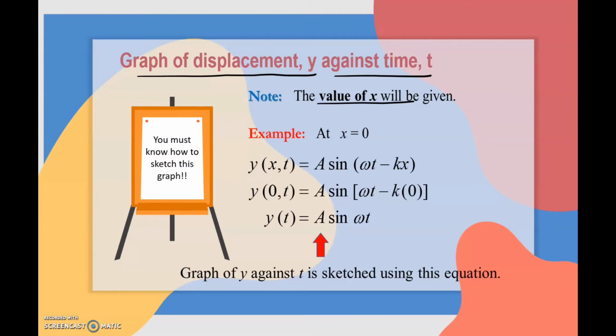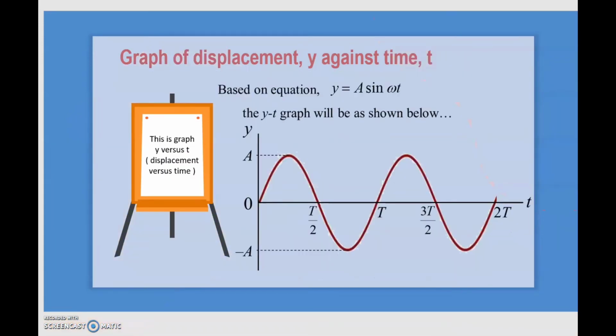So when x equals 0, we have y(t) is equal to a sine omega t. This one we have the graph of y versus t. Based on the equation, we have y equal to a sine omega t. So when you plot the graph of y versus t, you will have the sinusoidal graph like this. One complete oscillation is our period. This is T.